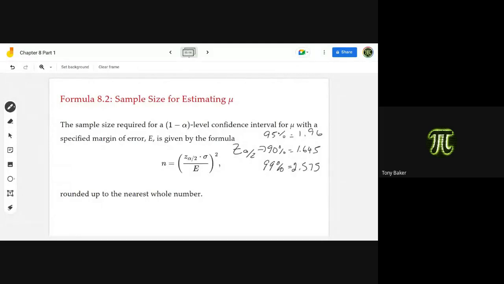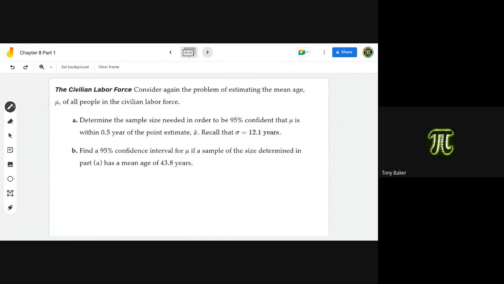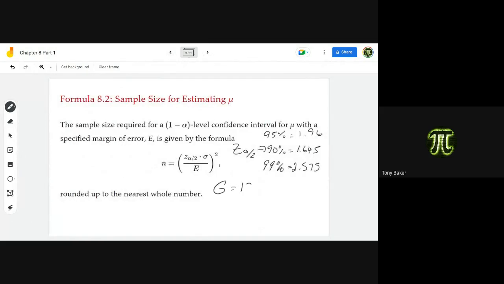So we've got our Z number. If you have those three written down, unless they give you something crazy, you don't even have to look at your Z table. Those are the three we're going to use. Then we need to know our standard deviation. For the problem that we just did, my standard deviation was 12.1.